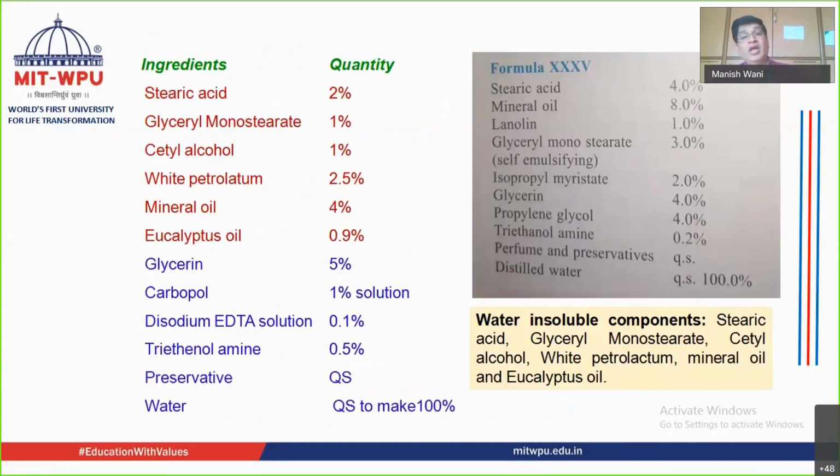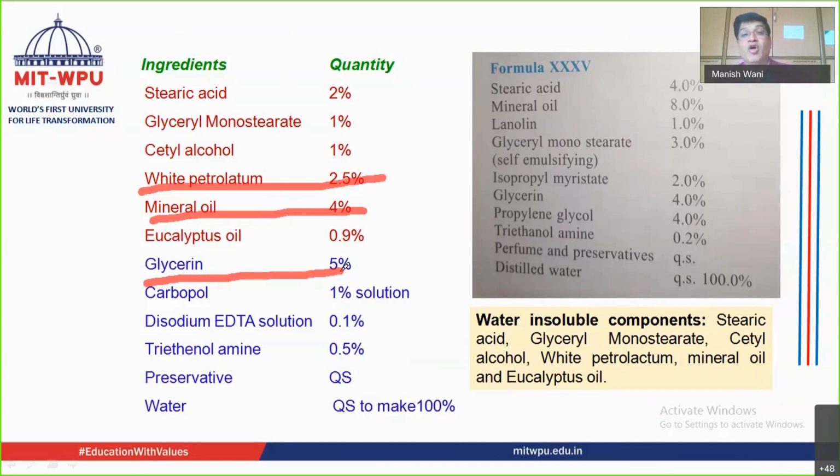Okay. If you see the formula over here, you have your agents. For example, you have white petrolatum near about 2.5%. You have mineral oil near about 4%. You have glycerin, which is near about 5%. Okay. If you see in this preparation, you have glycerin near about 4%. You have propylene glycol near about 4%. You have mineral oil near about 8%. You have lanolin, which is near about 1%. Okay. So a huge amount of oils and other ingredients have been used in order to make your preparation a moisturizing cream.